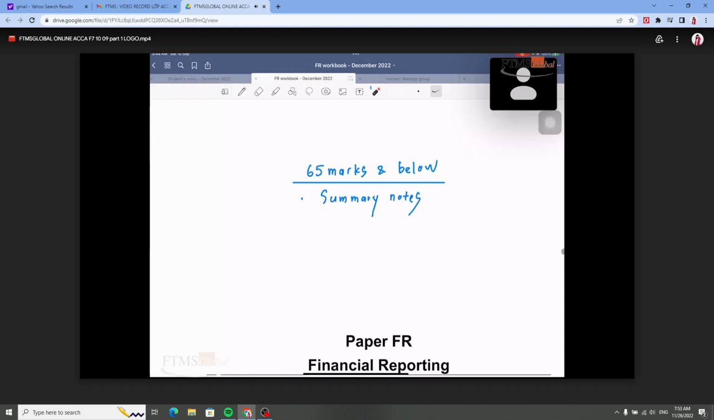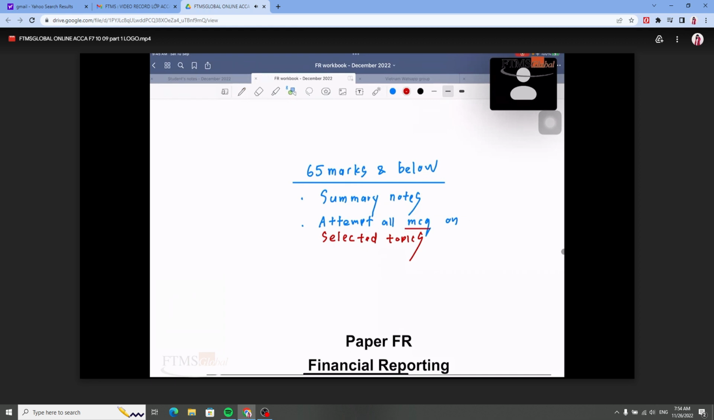Summary notes. Then next is to attempt all MCQ on selected topics. Don't worry, don't see all MCQ and then get worried. Attempt all MCQ on selected topics. Of course, the keyword is MCQ.